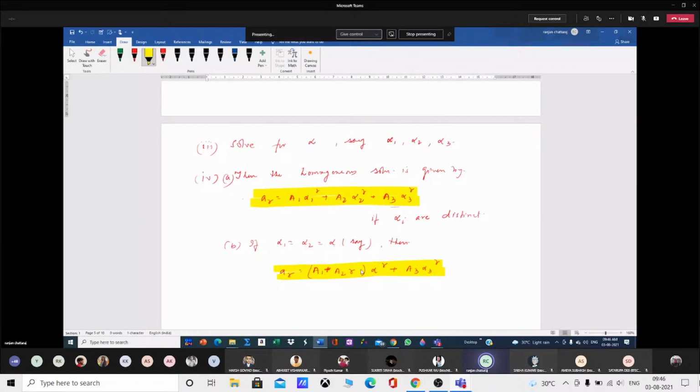Now come to solve some problems. So today we'll solve only this part, and later we will discuss this homogeneous part also. So let's solve some problems.